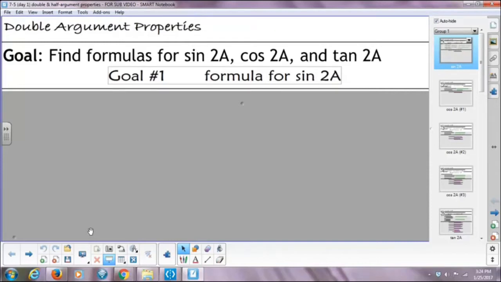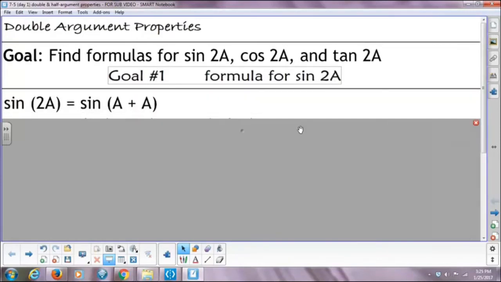So first we're going to find the double argument. And goal number one is to find the formula for sine of 2a. So see how it's the double of a? So what you want to do is actually use your sum difference. So you think, okay, sine of 2a is the same thing as sine of a plus a. And then you use your chant.